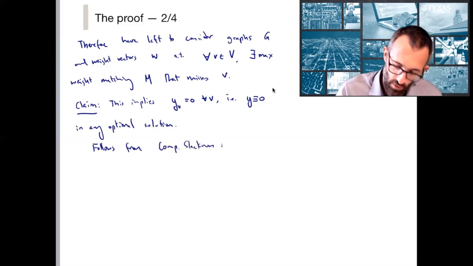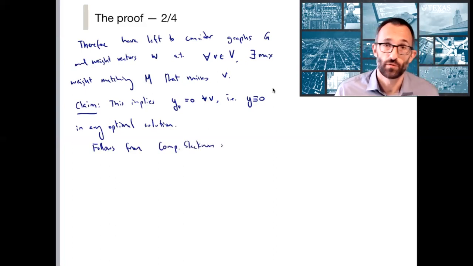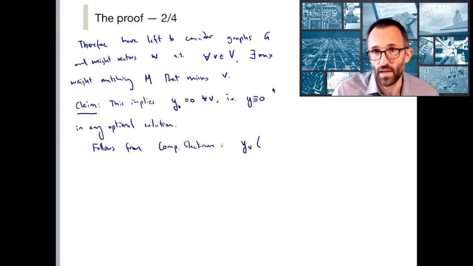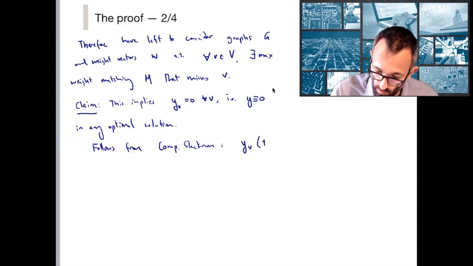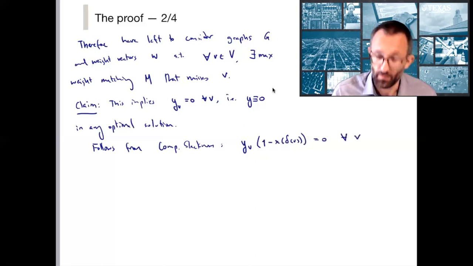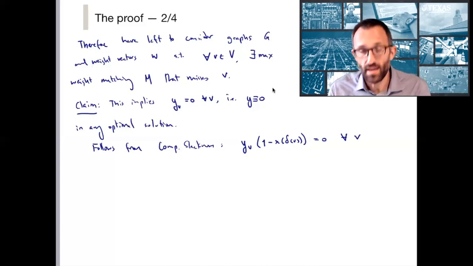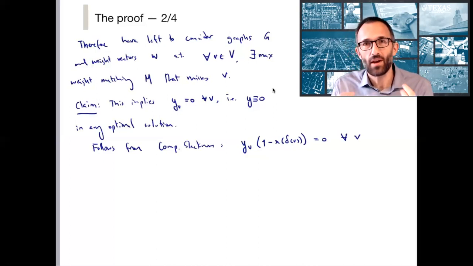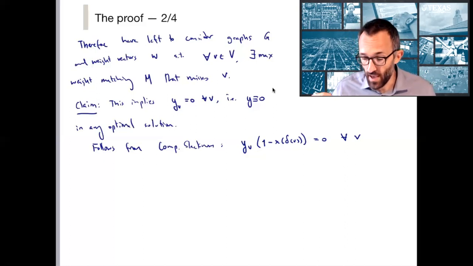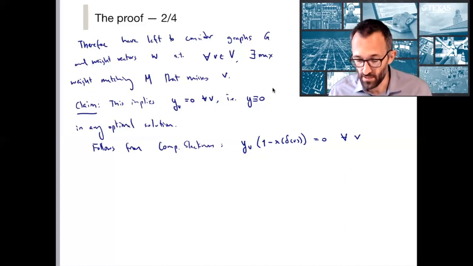And let's recall, what is the constraint of dual variable yv? It is the constraint that x of delta of v is less than or equal to 1. In other words, (1 minus yv) times (1 minus x of delta of v) is equal to 0 for all v from complementary slackness. And again, this has to hold. There's no pairing between y and x. Complementary slackness tells us that if y is any optimal solution in the dual and x is any optimal solution in the primal, this has to hold.